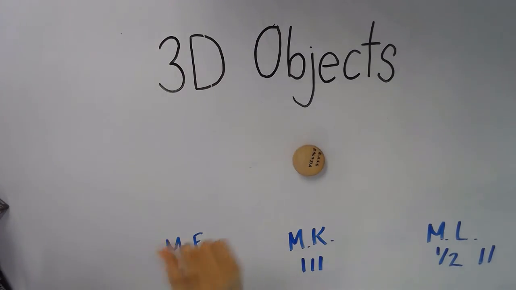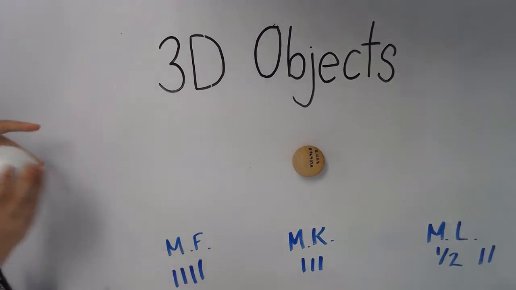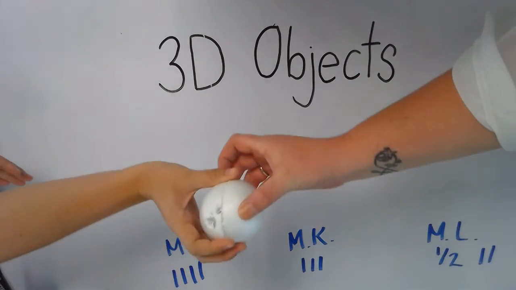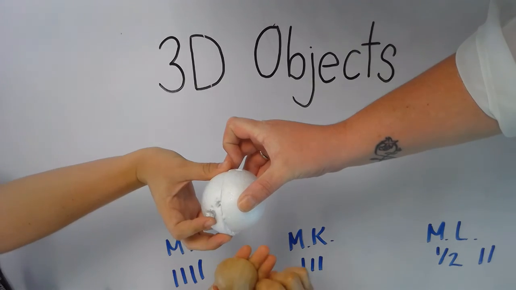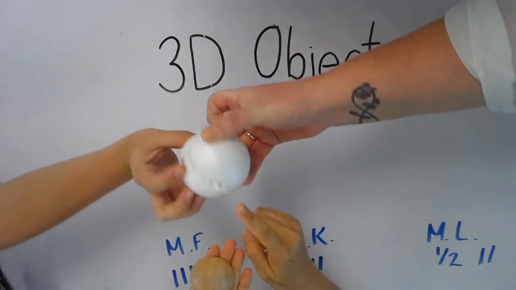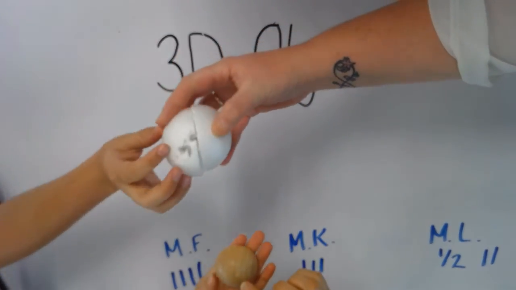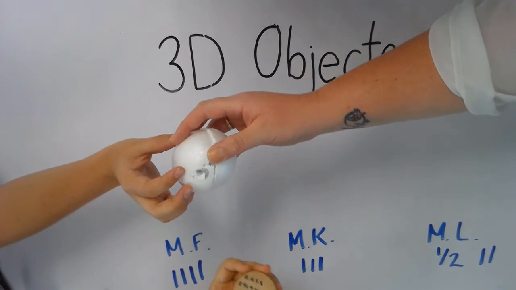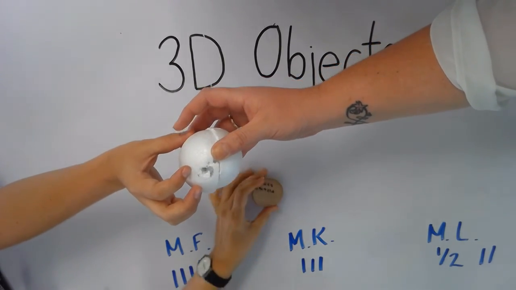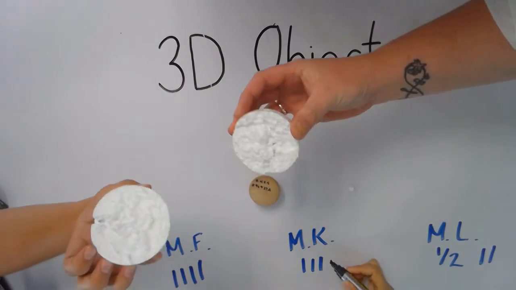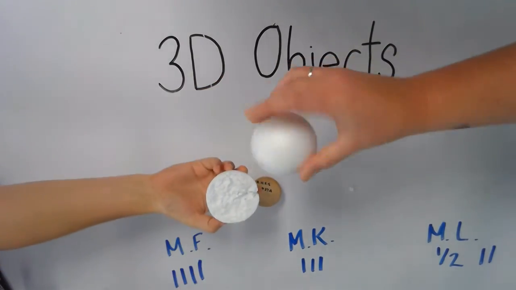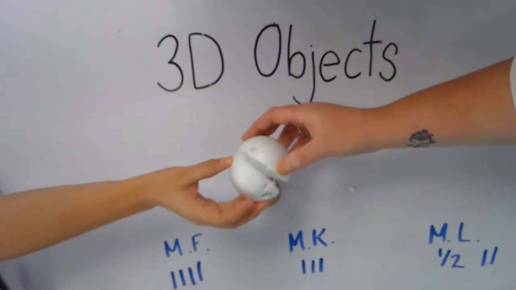I don't think you've got one. Miss Khan, we have. This is our shape here, Miss Khan. No, hang on. I said a round face. Do you have a round face? Yes, we have a round face, and then a flat one. So you don't have it. So I'm going to give myself... No, Miss Khan. We both have a semi-sphere. We chopped our sphere in half.